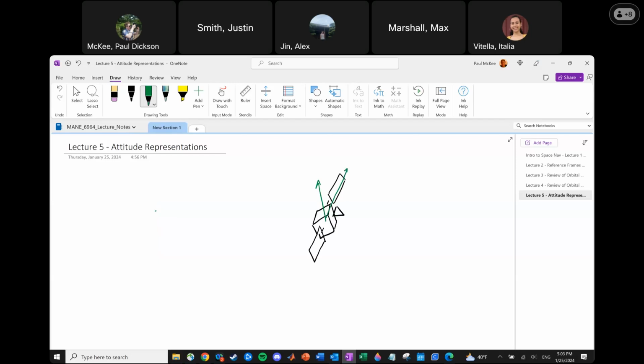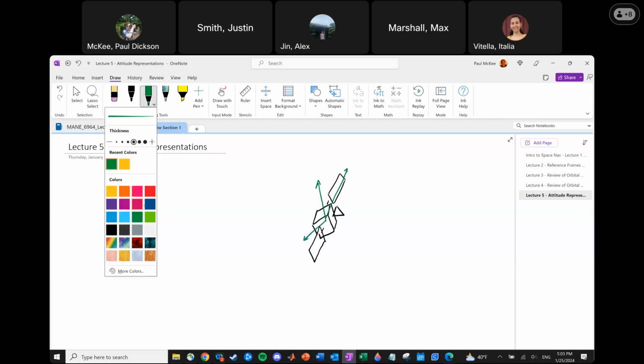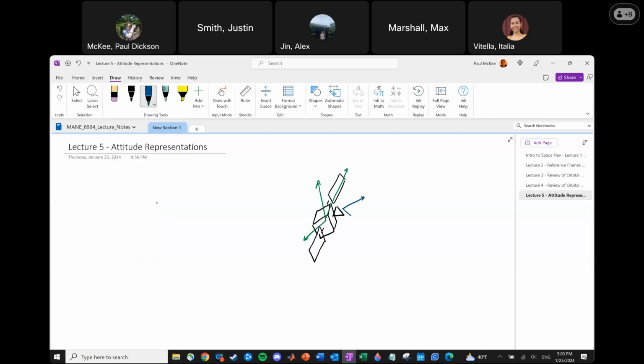It's got some spacecraft reference frame. Let's tidy that up a little bit. It's got some spacecraft reference frame that looks like this. And then we've also got some camera reference frame that looks like this.